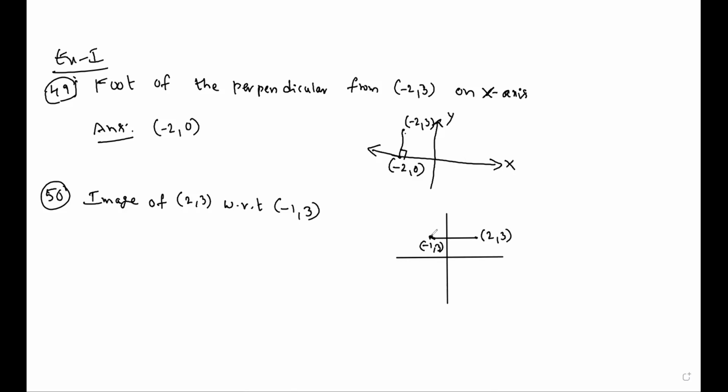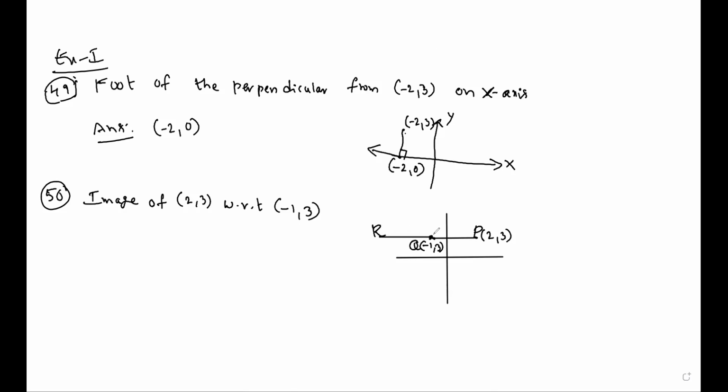We need to find the image of 2 comma 3 with respect to minus 1 comma 3. Here this minus 1 comma 3 acts like a line, and it becomes the foot of the perpendicular. Now the image of 2 comma 3 lies on the same line at the same distance on the other side, and this becomes the image point. We don't know it yet. For example, take this as P, this as Q and this as R.